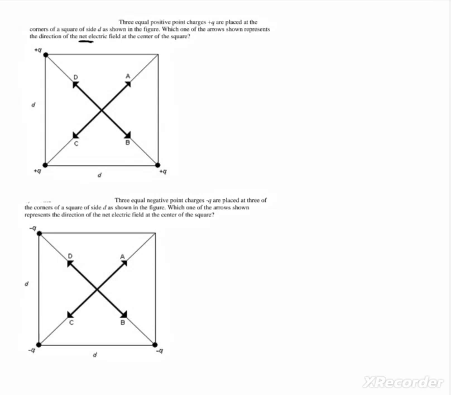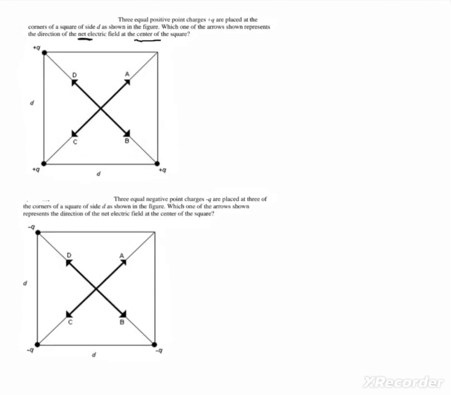So net electric field. As you remember, when a question asks about electric field, the first thing you do is to put our measuring device at that location. So our measuring device at the center of the square. We are going to put a measuring device, which is our positive test charge. It's always positive. At the center of the square. And now we have to look at the net electric field.